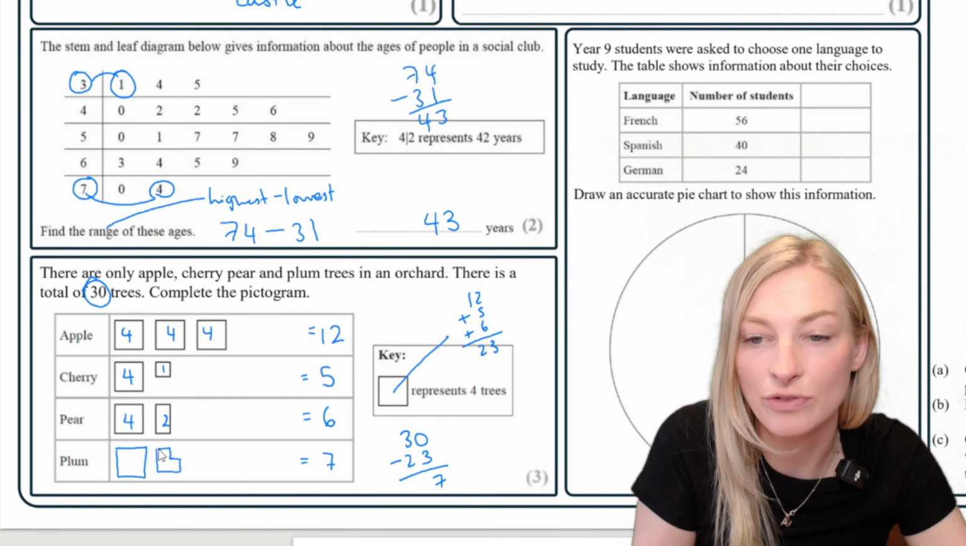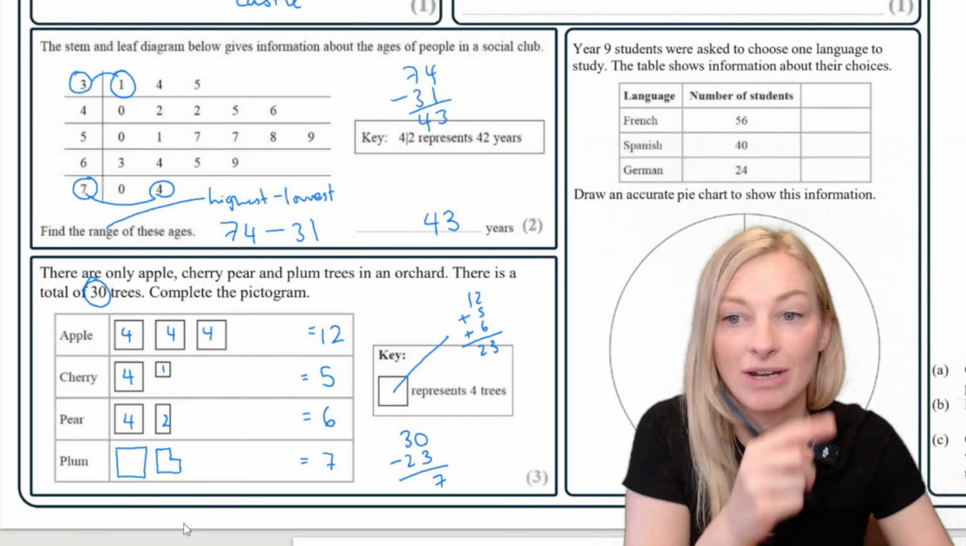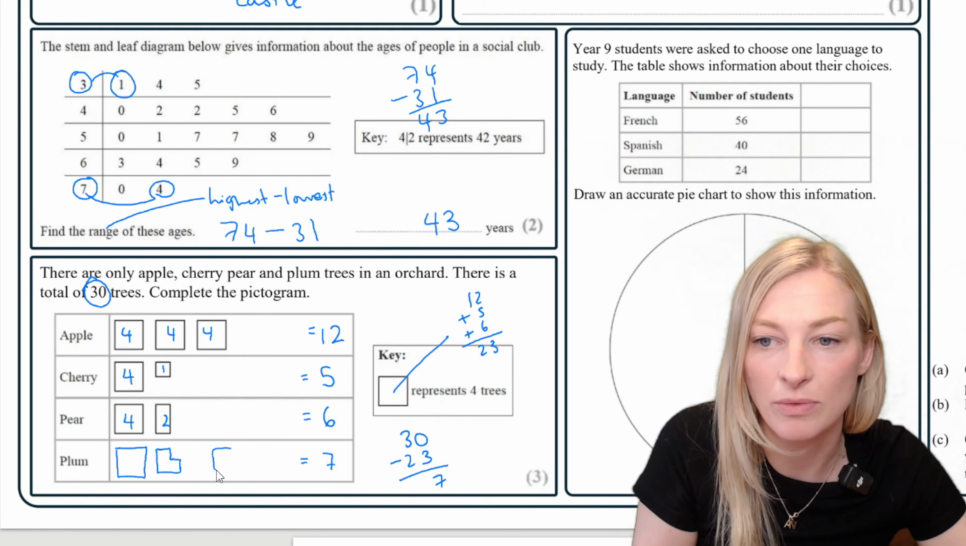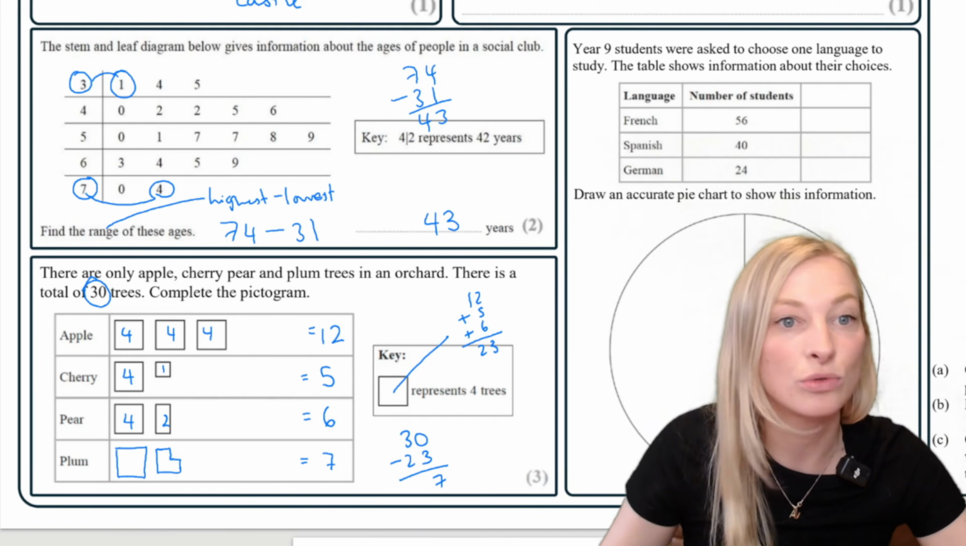Doesn't matter if you did it in a different orientation, but don't draw it as a 2 and a 1 separately. It needs to be 3, so it needs to be that kind of L shape. Doesn't matter if it was that way up, for example. Doesn't matter as long as it was 3 sections out of 4.